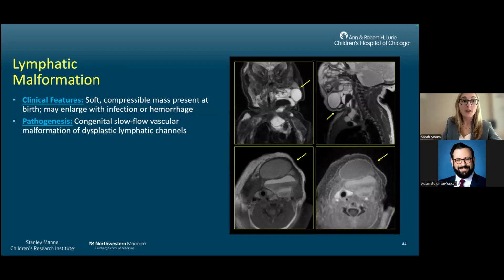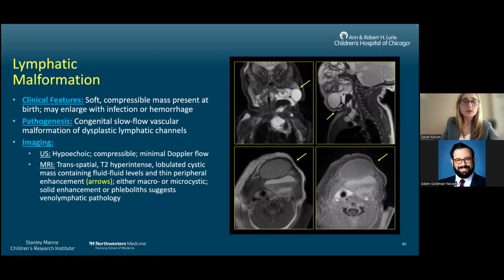These are slow flow vascular malformations of dysplastic lymphatic channels. And on imaging, often the babies that present with lymphatic malformations will look very similar to the case I'm showing here at screen right. On ultrasound, it'll be a hypoechoic compressible mass with minimal Doppler flow. By MRI, as shown here, it'll be a transspatial T2 hyperintense cystic lobulated mass. There are multiple fluid levels that we can see as this fluid layering T2 hypointense signal within the cysts. Also on T1, you can see it here posteriorly.